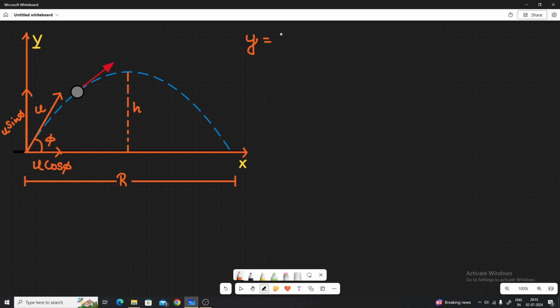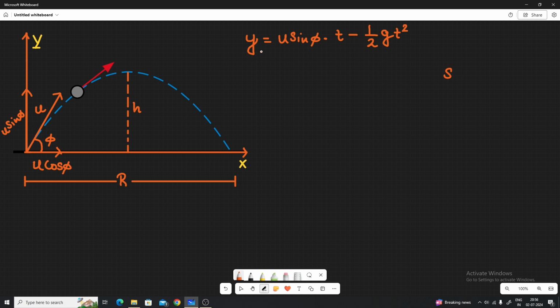Then you can write that, and what is the vertical velocity? Vertical velocity is u sine phi into t minus half g t square. Now this equation we get from the equation s is equal to ut plus half at square. So this is the equation by which you will get the displacement in the vertical direction.